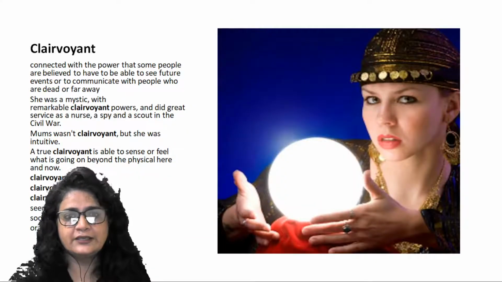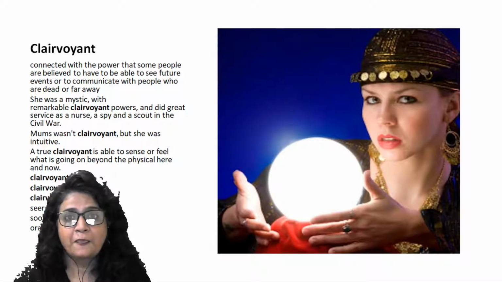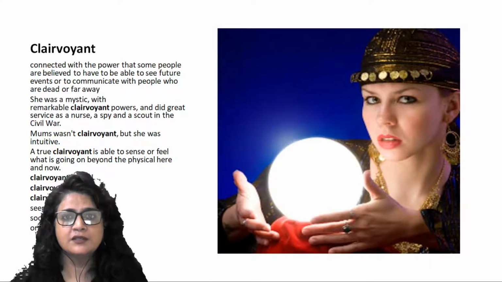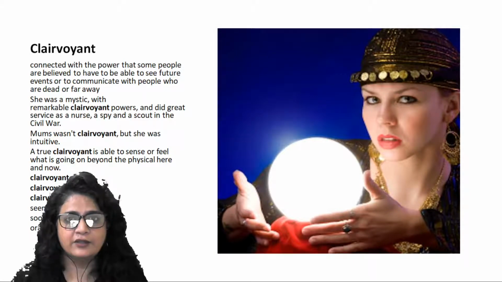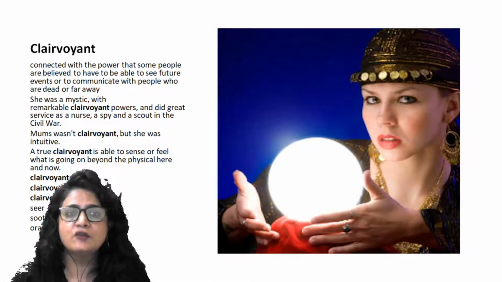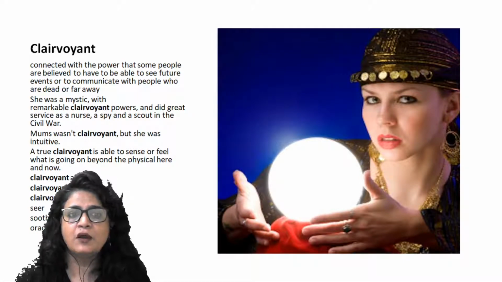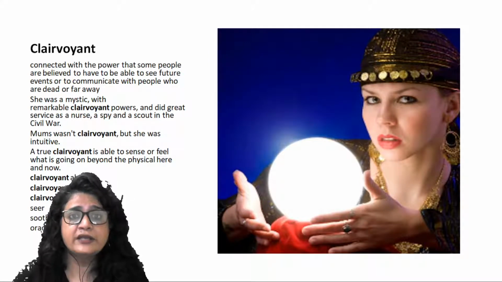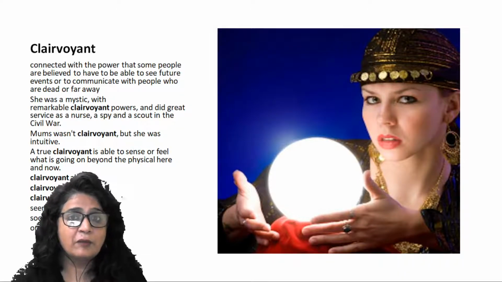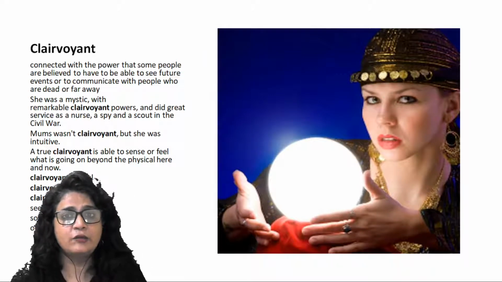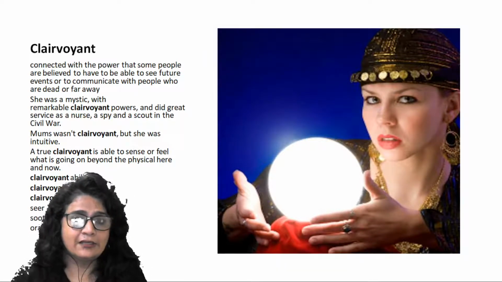Very quickly, let's see the word clairvoyant. So clairvoyant is somebody who can tell you what your future holds. A fortune teller is clairvoyant, right? So connected with the power that some people are believed to have to be able to see future events or to communicate with people who are dead or far away, right? In a couple of Indian movies, we have seen those people who can establish communication with those people who are dead, right? If you remember movie Talash, there was a woman who tries to establish link between Rani Mukherjee and her dead son, right?